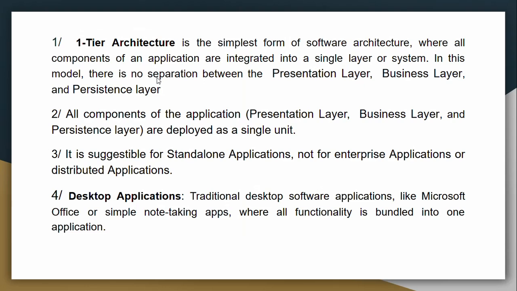The application is categorized into three categories: presentation layer, business layer, persistence layer. If you combine these three layers in a single application, in a single system, and deploy all three layers in a single system, that architecture we call one tier architecture. In this model, there is no separation between the presentation, business, and persistence layers. We are deploying all the layers in a single machine.